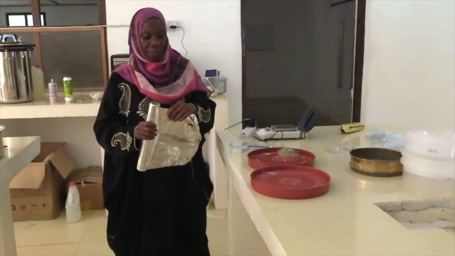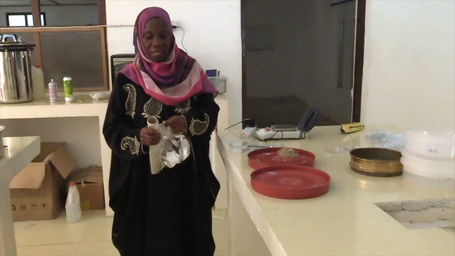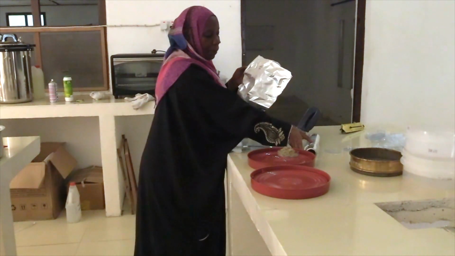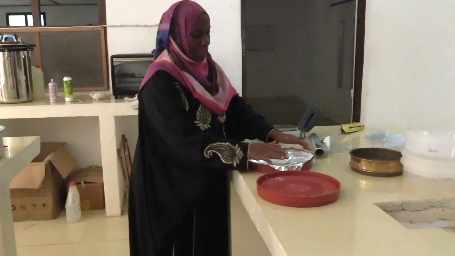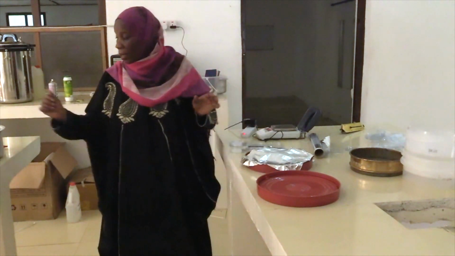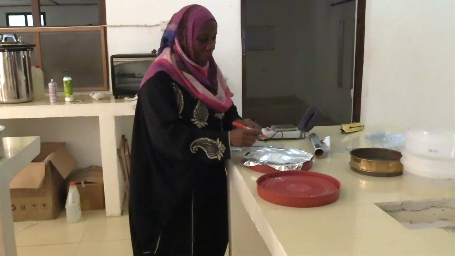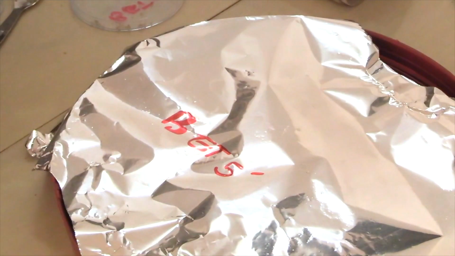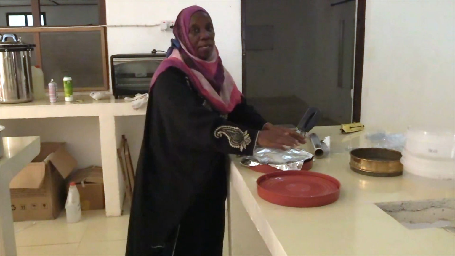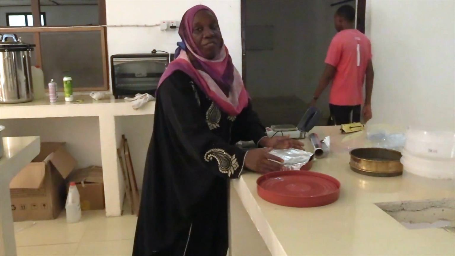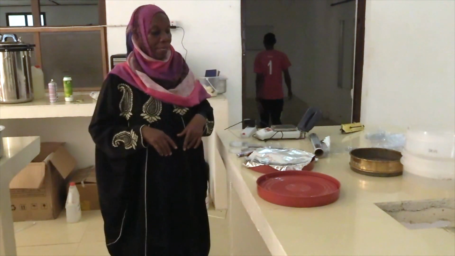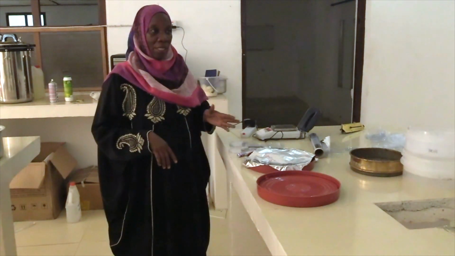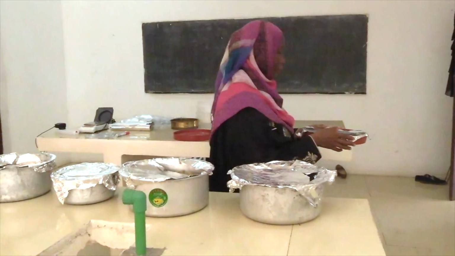So we cover it with the aluminum foil, and again we write it as bed trust number 5. Now we put it on sand for some time to make it totally dry. And after it is dry, we can come again to measure in order to take the difference, how much weight is lost.